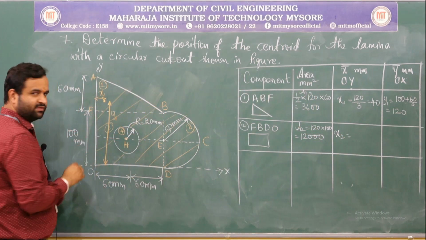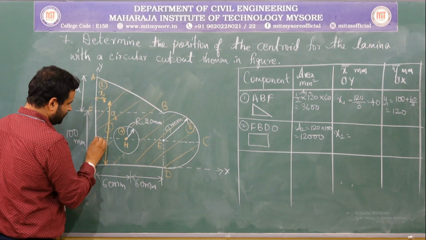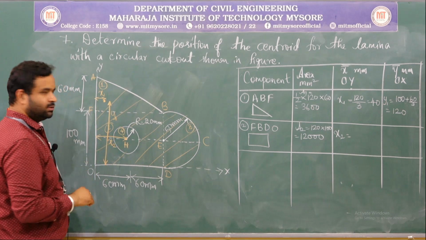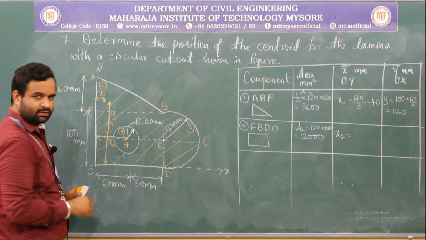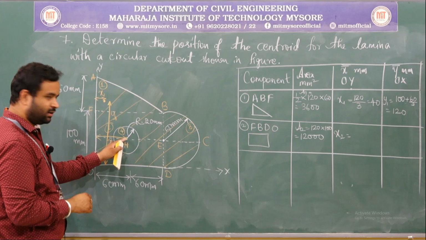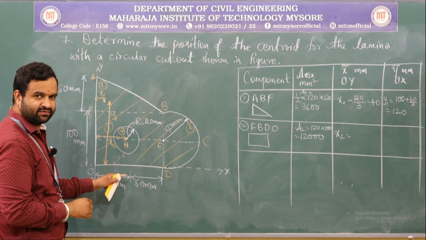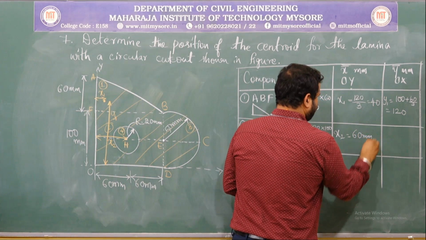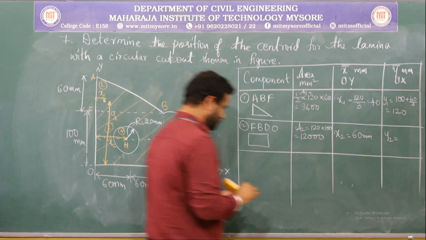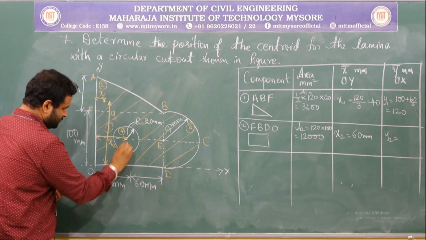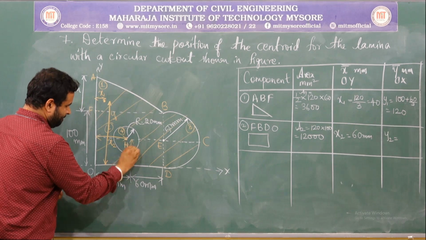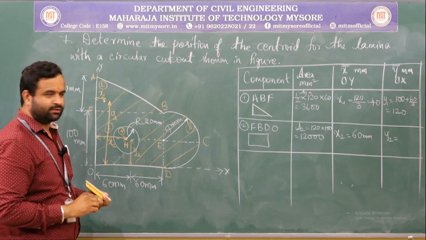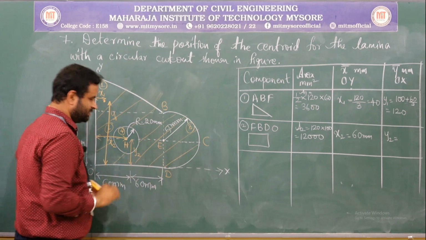So, where does the centroid of the rectangle lie? Exactly at center. So, what about this distance? That is nothing but x2. So, we can easily see that the centroid of this rectangle exactly lies at center, which is equal to 60 mm, and y2 is equal to, so this distance. Again we can easily say from this figure it is equal to 50 mm, which is this width.